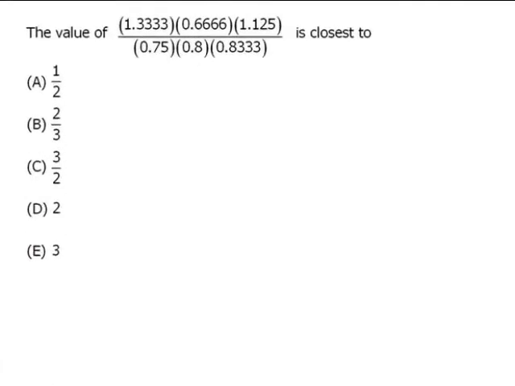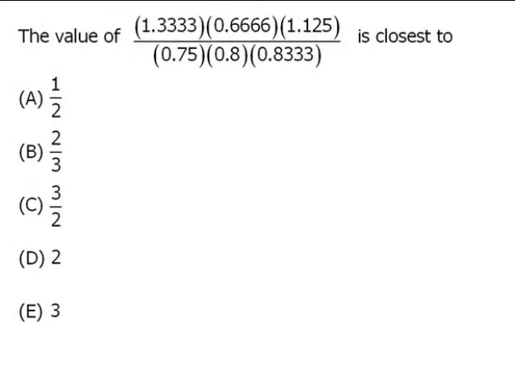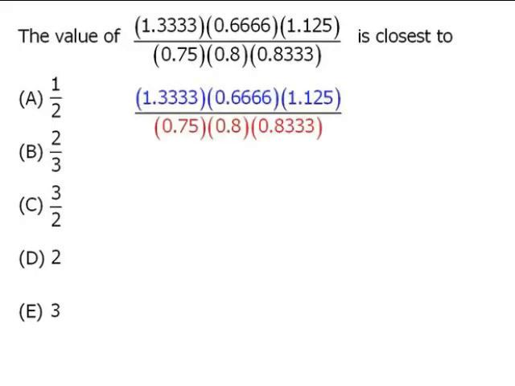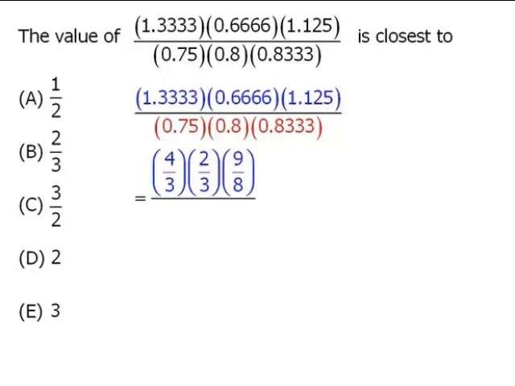A good approach to this question is to convert each of our decimals into fractions. Now, before your test day, you should be familiar with all of these conversions as well as others. Let's begin with our numerator. 1.3333 is approximately equal to 4/3. Our second decimal is approximately equal to 2/3, and our last decimal is equal to 9/8. We can convert the decimals in our denominator as follows.